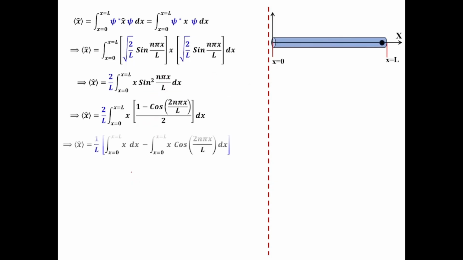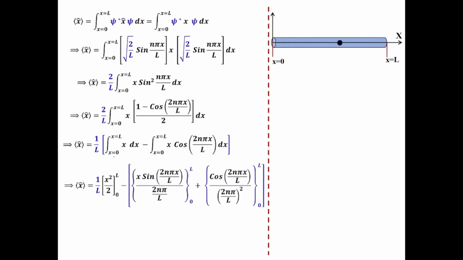Now here the 2 and 2 got cancelled, so it will be 1 by L, and one term we can get as x dx, and another term will be x multiplied with this one, so x cos 2n pi x by L dx. Got it? Now 1 by L, just integrate this one, it will be x square by 2 from 0 to L limiting value, and for the integration of this one we have to apply integration by parts.